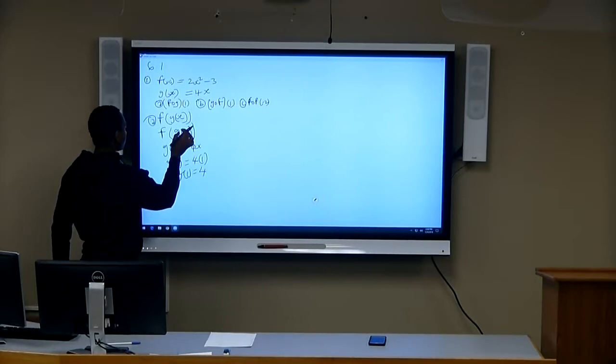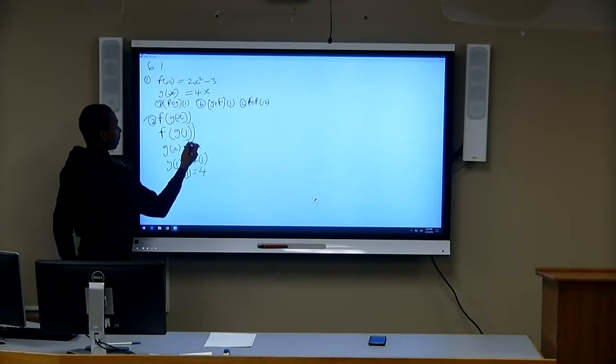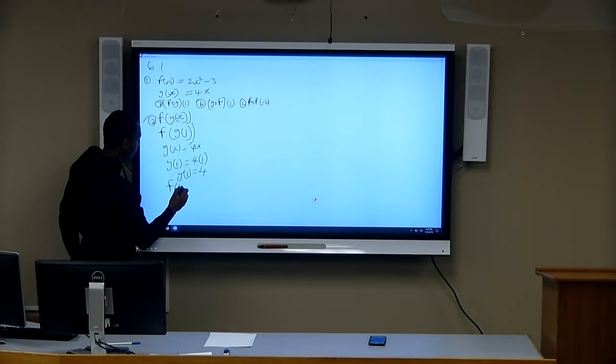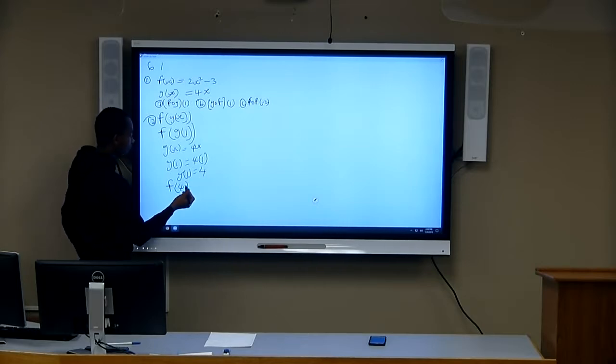So g of 1 is what we're going to put inside f. This is f of x. So instead of f of x, it's going to be f of g of 1, which we just found. g of 1 is equal to 4. So we're going to replace g of 1 with 4. So it's going to be f of 4.